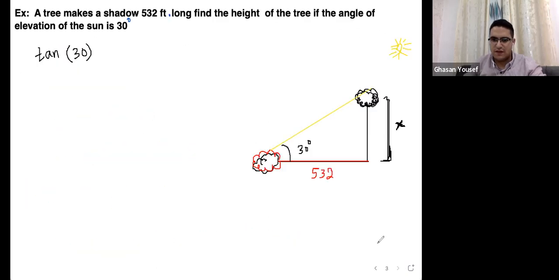So the adjacent is given, and the opposite is not given, it's unknown. So the best thing we have to use is the tan of the angle. The tan of 30 equals the opposite, x, over 532.